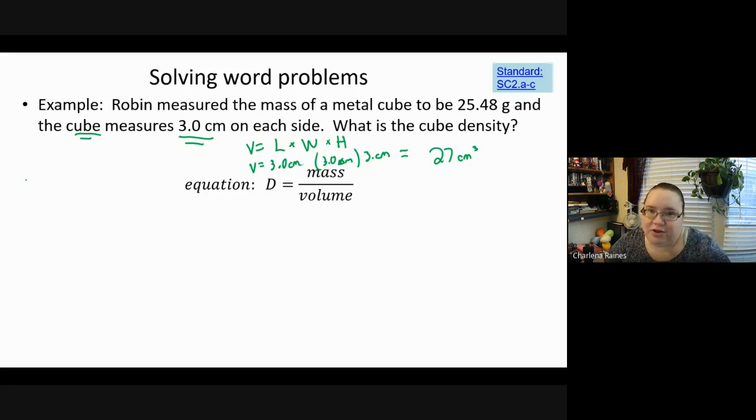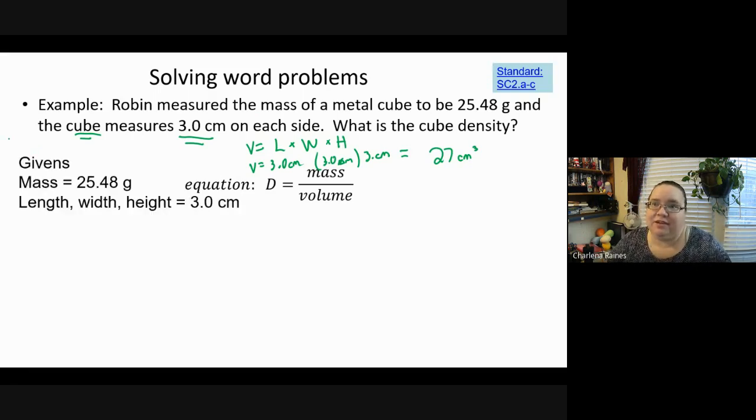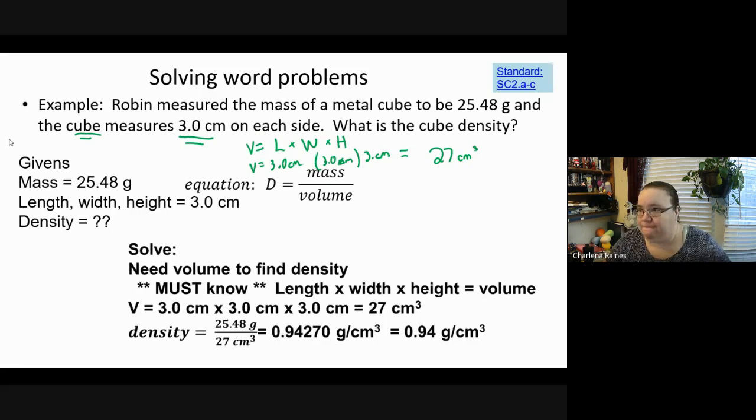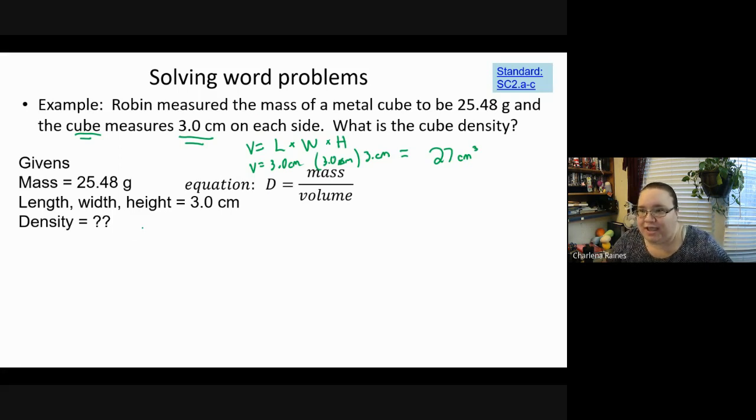I can still use that whole given equation solve approach. It's just there is an extra step. We have the same givens. We're given 3 centimeters. We're given our mass. But I have to look at that equation and I have to realize that I don't have volume. So I can't find density unless I have the volume. So that's why I had to do that extra calculation. So to find my density now, I take my 25.48 grams over 27 centimeters cubed.